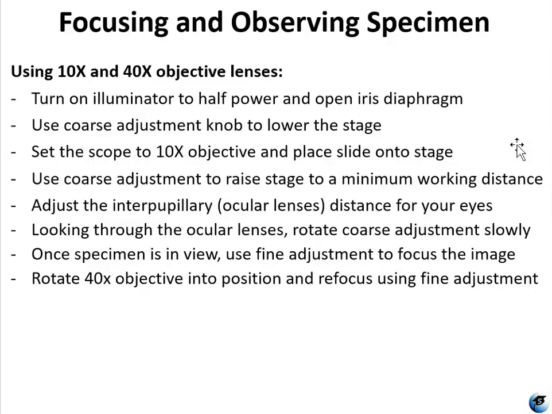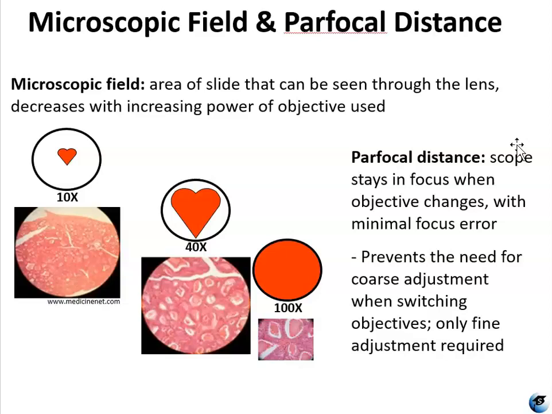And then you'll rotate the objective lens into the 40x position, and you'll refocus again using just the fine adjustment. With a compound light microscope, you're only ever using the coarse adjustment knob on the 10x objective. Anything above that, you have to use only the fine adjustment. Mastering the light microscope instrument requires understanding and applying the concepts of microscopic field, parfocal distance, magnification, and resolution.